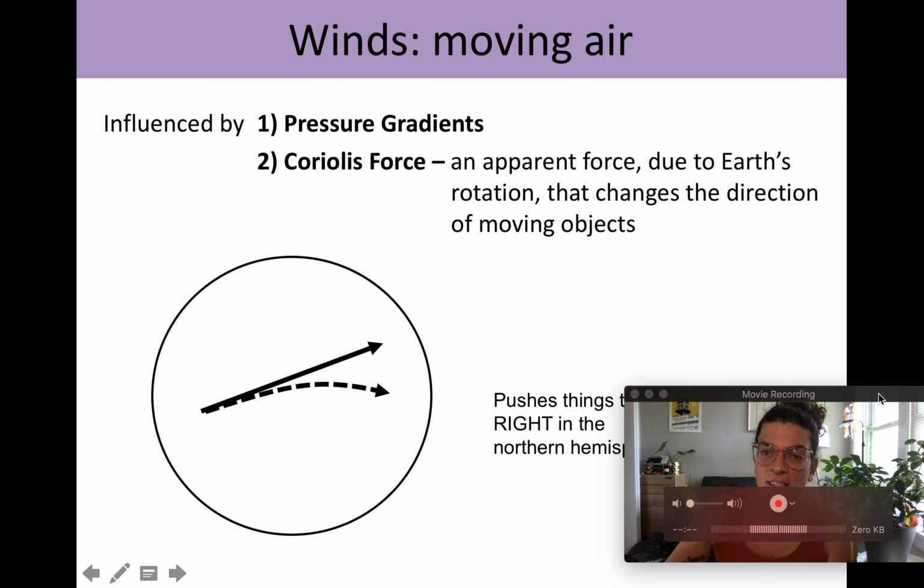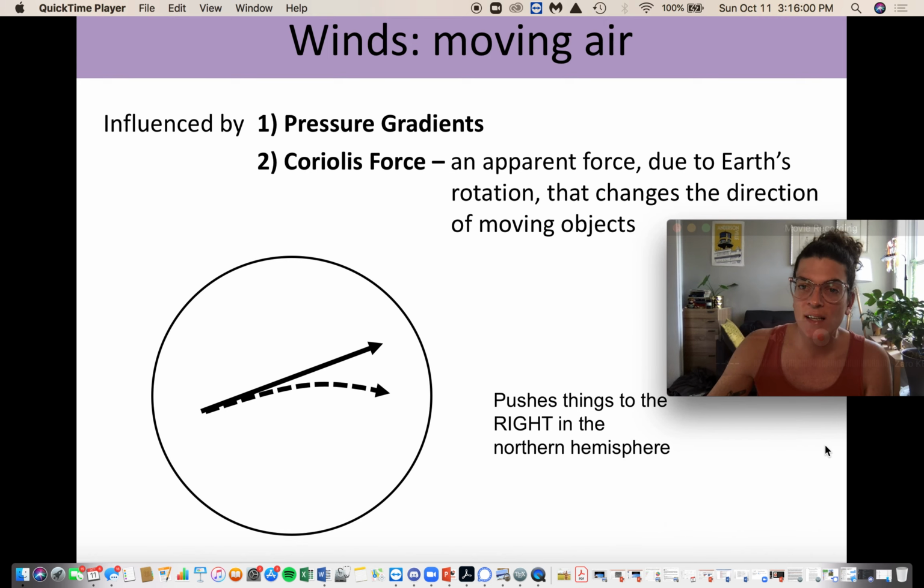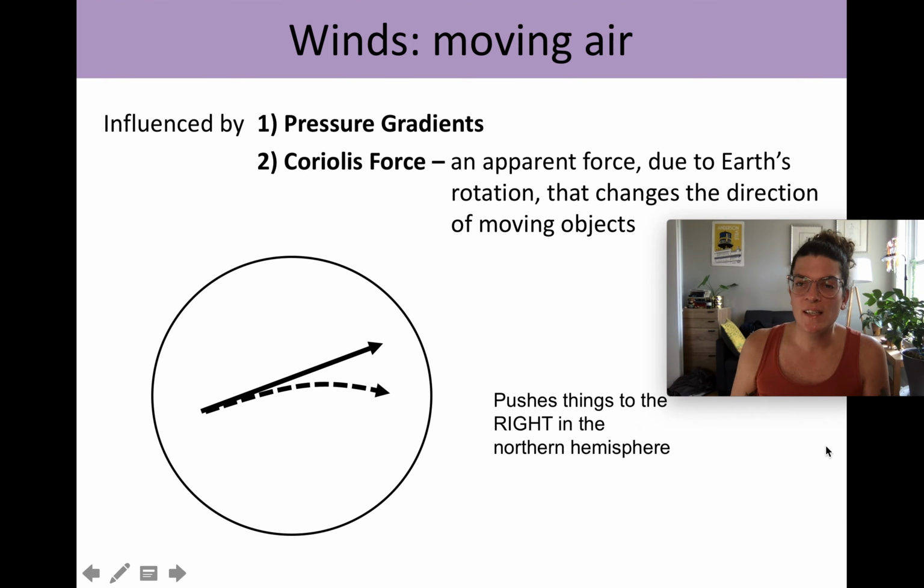But pressure gradient is not the only thing that influences the wind. It does influence how fast the wind is blowing, but it doesn't really influence the direction that the wind is blowing. So this is complicated. So let me just try and walk you through it. So in general, air wants to move from high pressure to low pressure. But because the Earth is spinning, there's an apparent force, which is known as the Coriolis force.